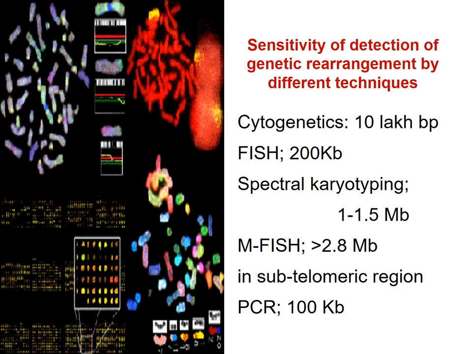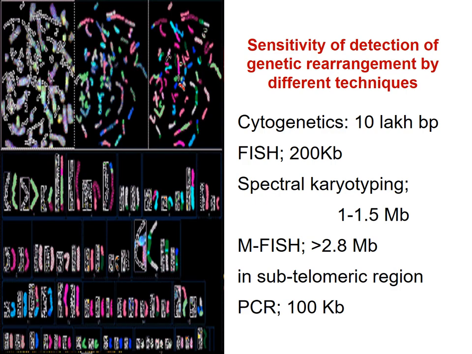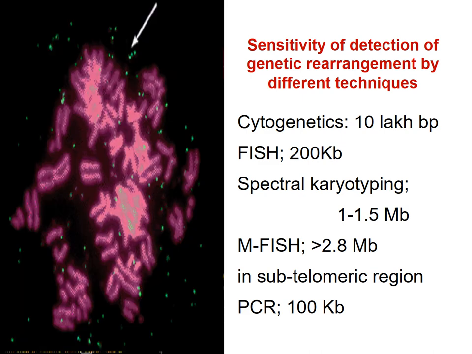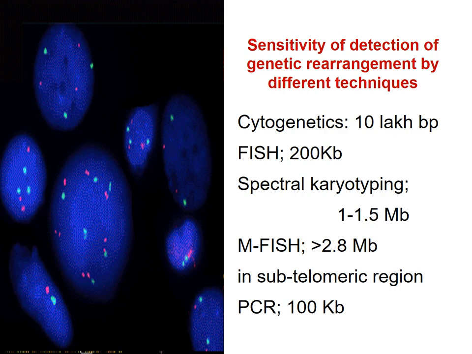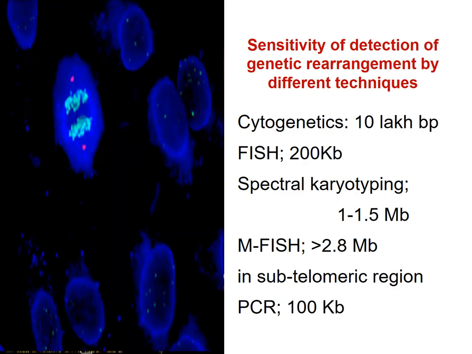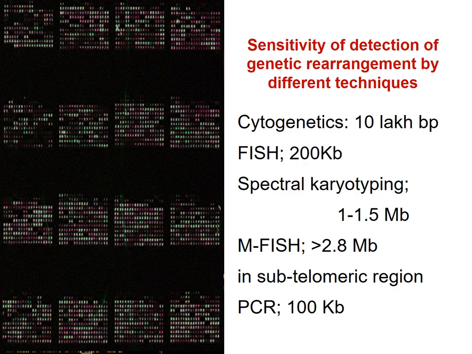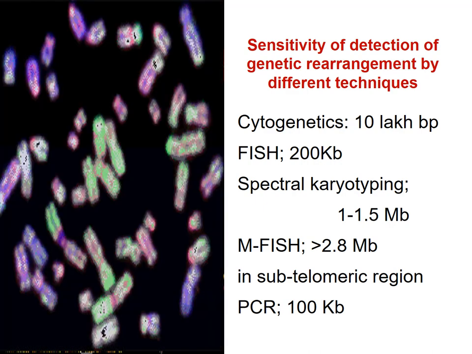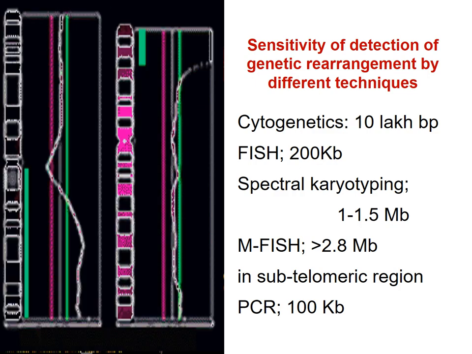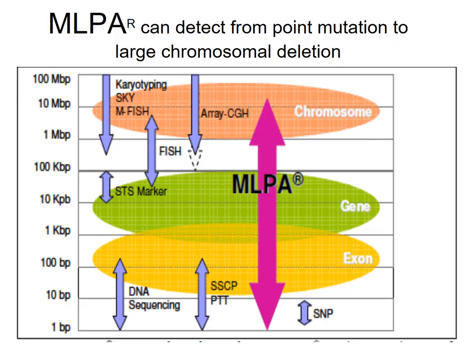So this slide shows different methods of picking up genetic aberrations, starting from cytogenetics, which means karyotyping, FISH, MFISH, and spectral karyotyping. Both are similar multiplex approaches, and of course PCR. And there are more methods like chromosomal microarray and sequencing, which give an idea about the genetic aberration, and they become more and more sensitive, meaning they are able to pick up very small genetic changes also.